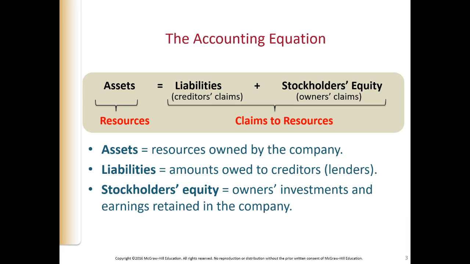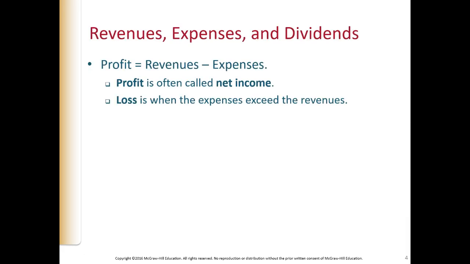Stockholders' equity. Now this is probably the most difficult section of this accounting equation to understand. This represents what the owners have invested in the business and also represents the earnings that have been retained in the company. Revenues, expenses, and dividends. Now, you probably know by now that profit equals revenues minus expenses. And so profit is often called net income, and this is when the revenues exceed expenses. Loss is when the expenses exceed the revenues.